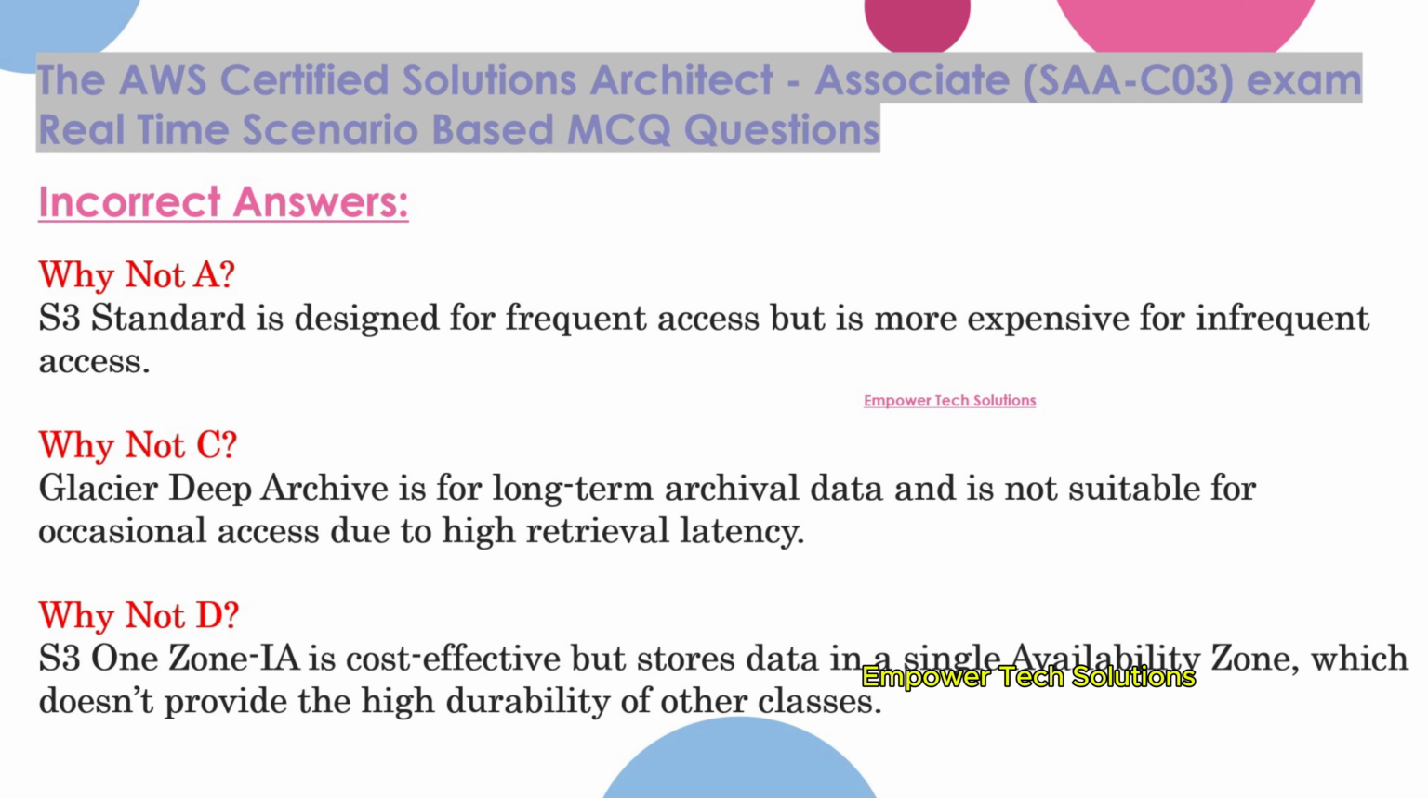Why not A? S3 Standard is designed for frequent access, but is more expensive for infrequent access. Why not C? Glacier Deep Archive is for long-term archival data, and is not suitable for occasional access due to high retrieval latency. Why not D? S3 One Zone IA is cost-effective but stores data in a single availability zone, which doesn't provide the high durability of other classes.